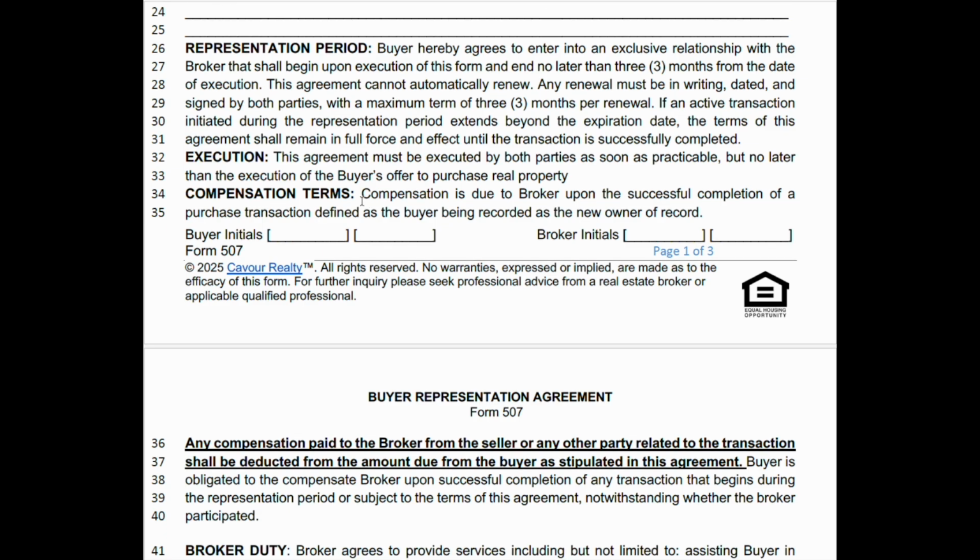Now, so compensation terms, pretty straightforward. It's due upon successful completion of the transaction, and it defines as when recording happens. Both parties initial at the bottom. Now it says broker initials, but it can be the agent too. It doesn't have to be the broker of the office. It can be the buyer's agent and then the buyer.